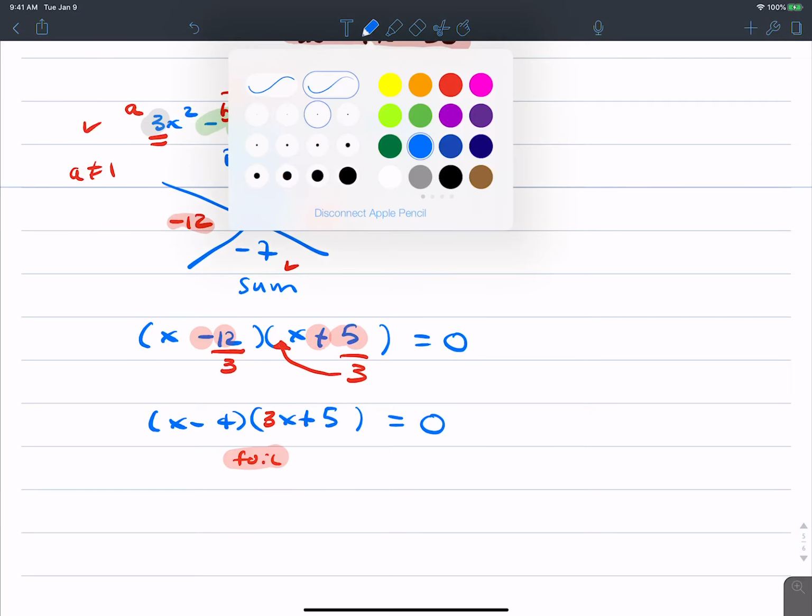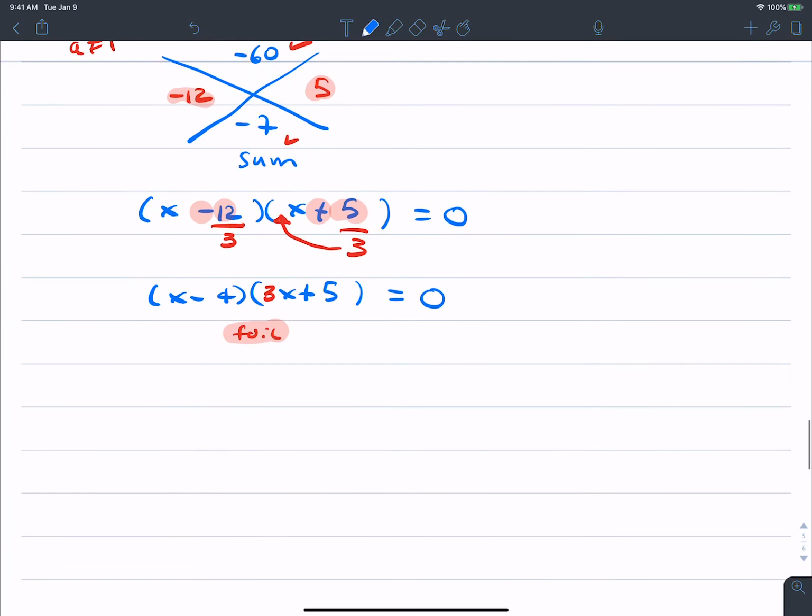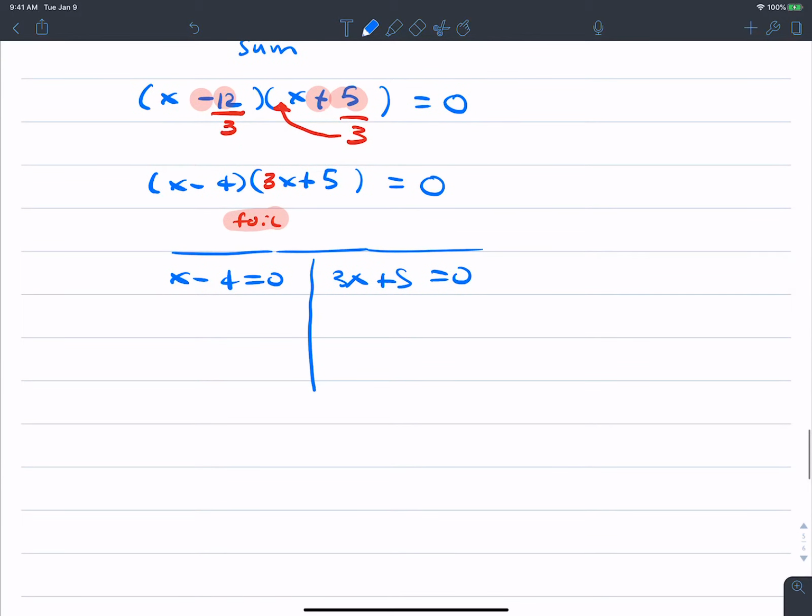And now we can apply our zero product rule, which means x minus 4 is 0, and or 3x plus 5 is 0 here. So I get two equations to solve. Add 4, we get x is positive 4. Subtract 5, 3x is negative 5. Divide by 3, and you get x is negative 5/3.